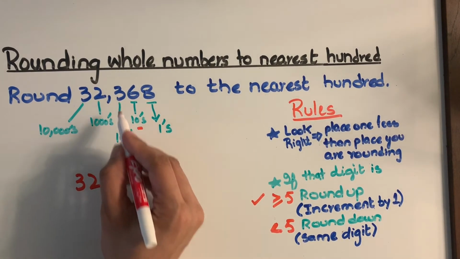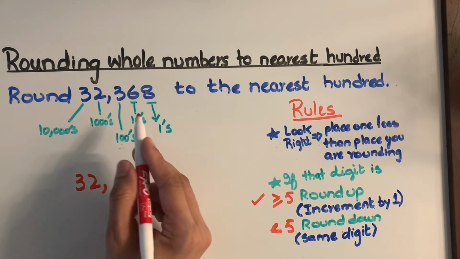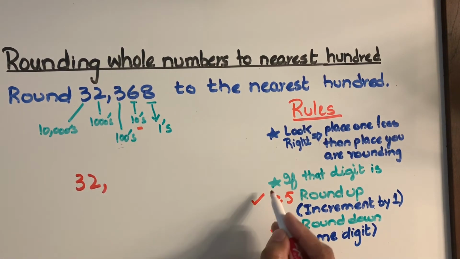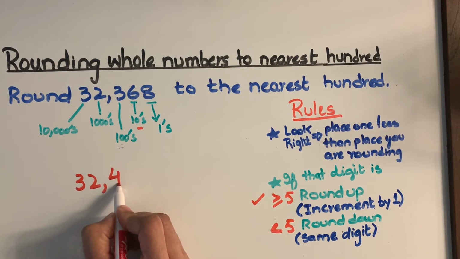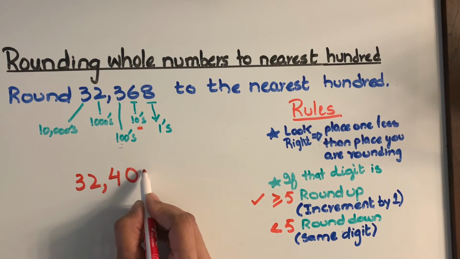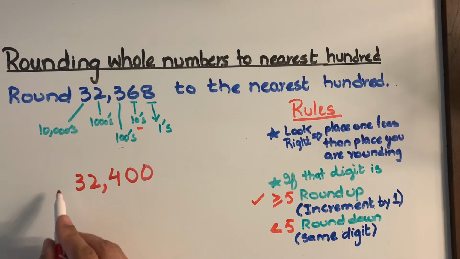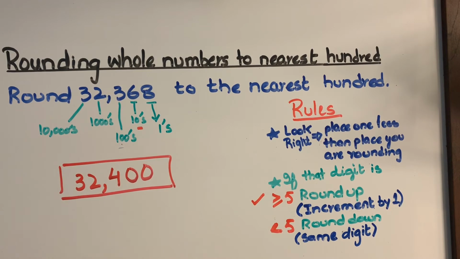32,000. And the number in the hundreds place is 3. We look at the digit in the tens place, which is 6, which is greater than 5. So we are following this rule and we are going to increment this 3 by 1, and this will be 4. And the rest of the digits in the tens and ones places will be 0. So this is the rounded form of the number.